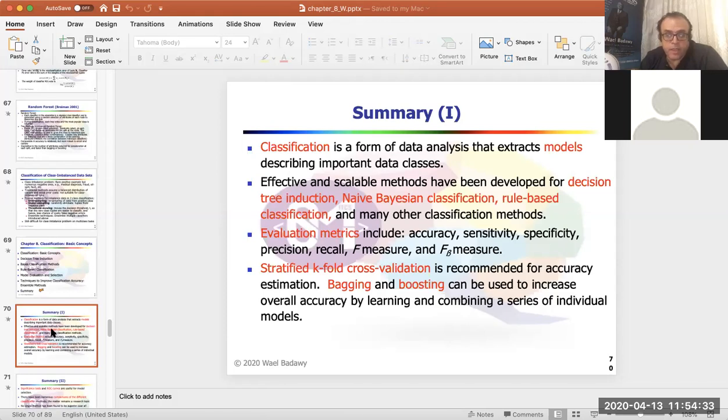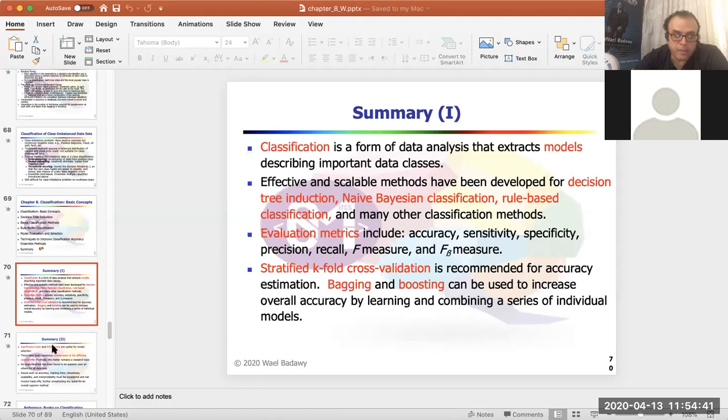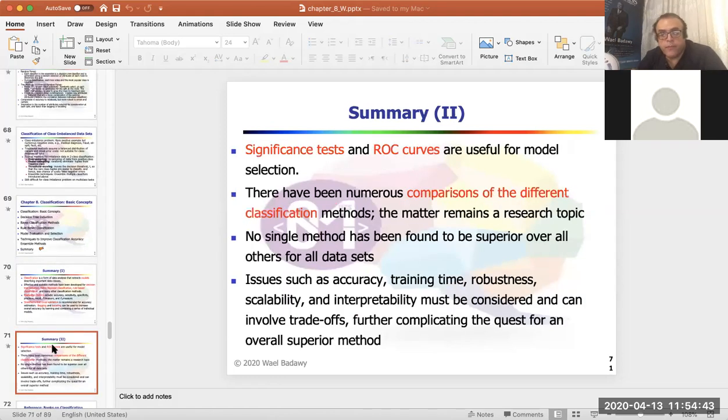You can have k-fold validation. You can have bagging and boosting. Boosting is a weighted vote. Bagging is basically averaging. There is a significance test and the ROC curves. You can compare different classifiers.